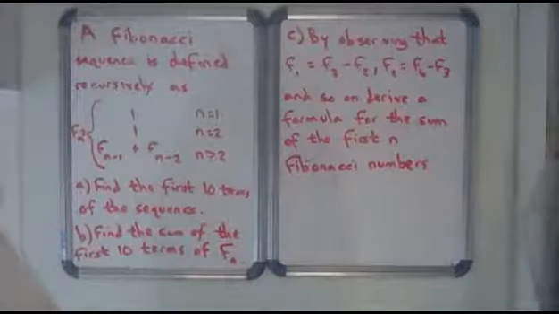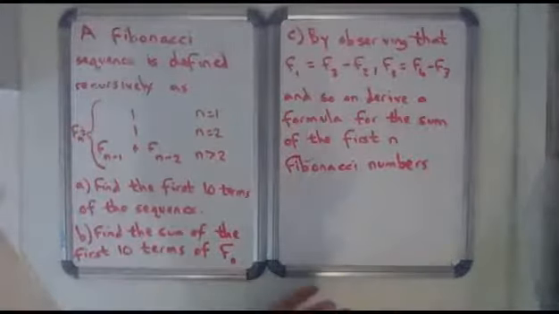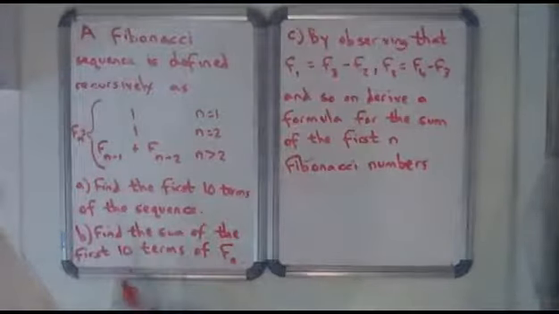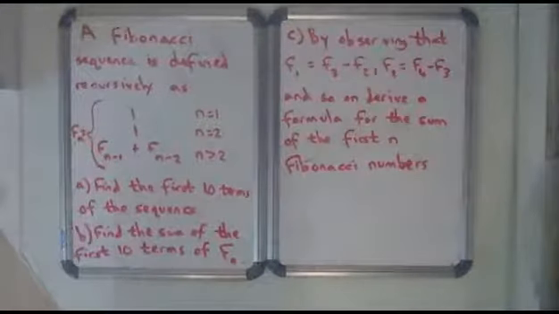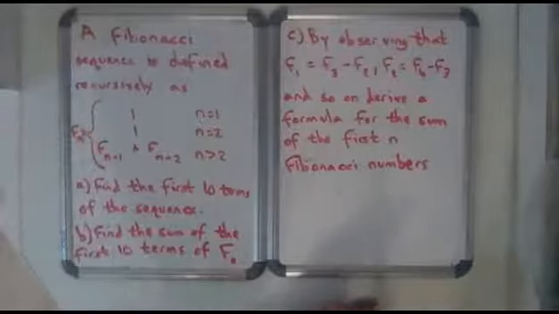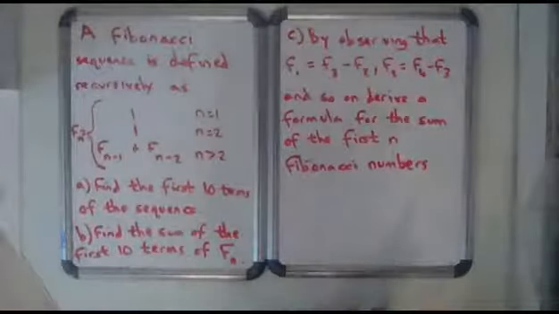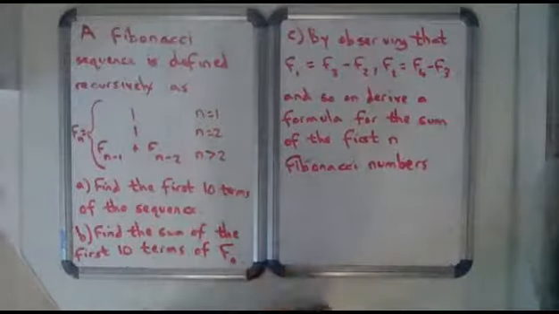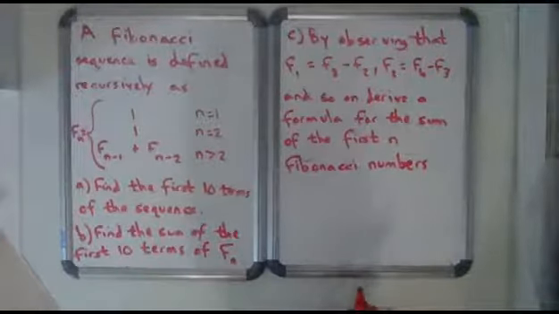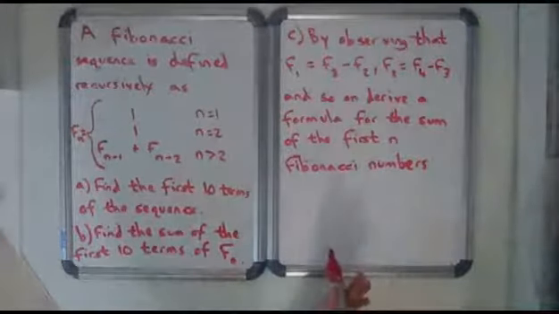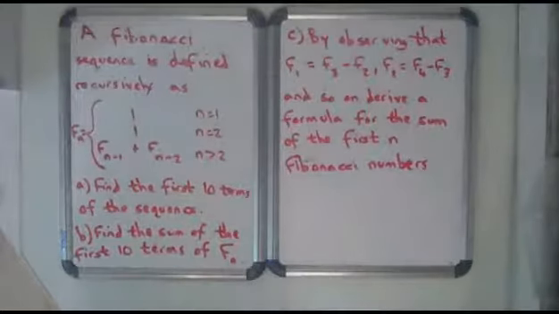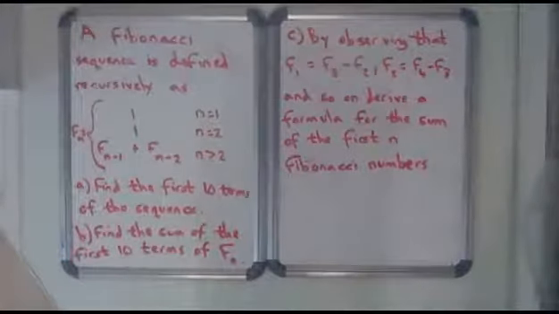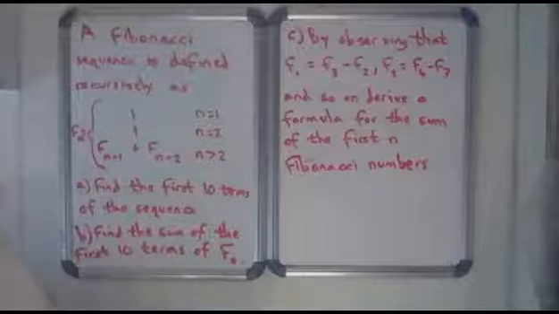So this is a rule for a Fibonacci sequence. From that we should be able to find the first 10 terms of the sequence, find the sum of the first 10 terms of the sequence, and then part C is a lot more difficult, by observing that f1 equals f3 minus f2, f2 equals f4 minus f3, and so on, meaning f3 equals f5 minus f4, f4 equals f6 minus f5, and so on. We need to derive a formula for the sum of the first n Fibonacci numbers. So we'll just deal with A and B first because that's quite simple.